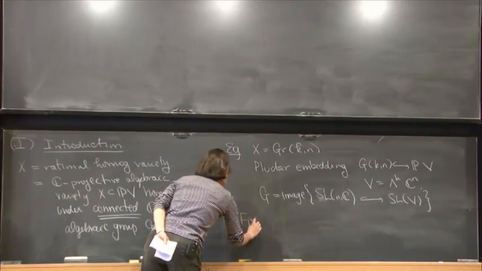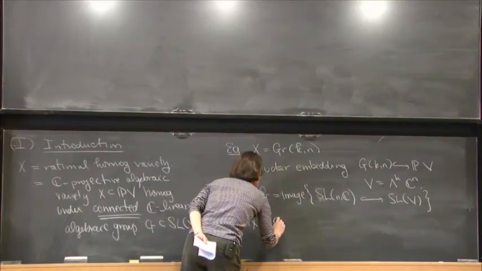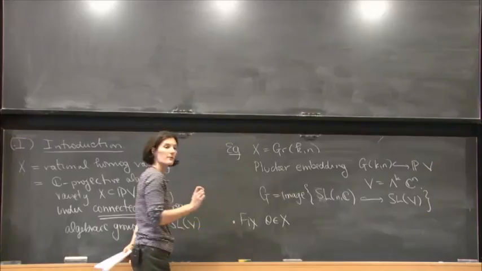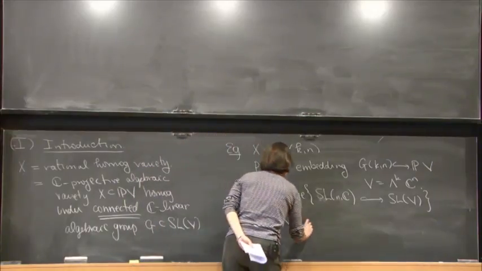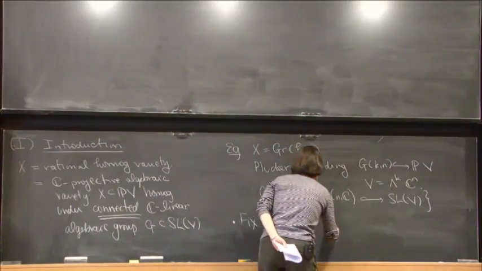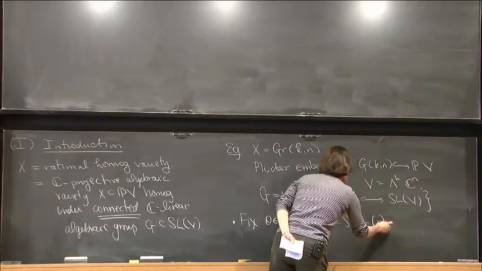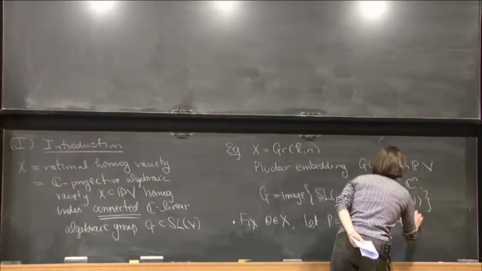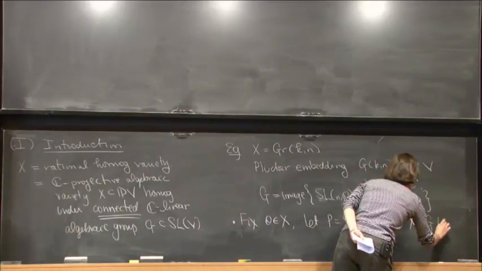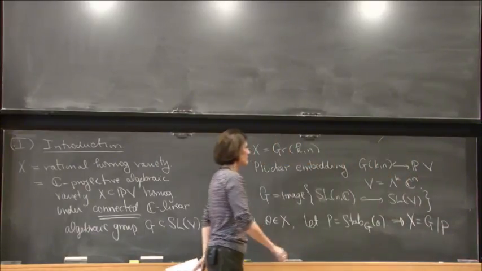So I want to, throughout, fix an origin, a reference point in our variety, and let P be the stabilizer of that point in the group G, so that we can write X as a homogeneous space, G mod P.